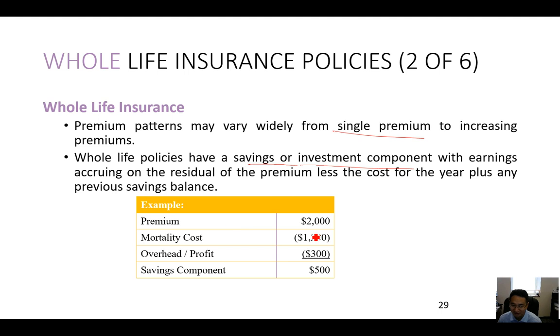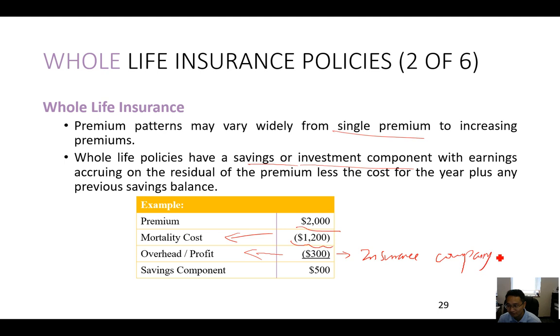So let's look at an example. I'm really glad that they have an example here. Otherwise, I would want to pull out Excel to show it. The premium is $2,000, and your true cost is only $1,200 to insure your mortality, and then certainly they have some costs. This is an insurance company.